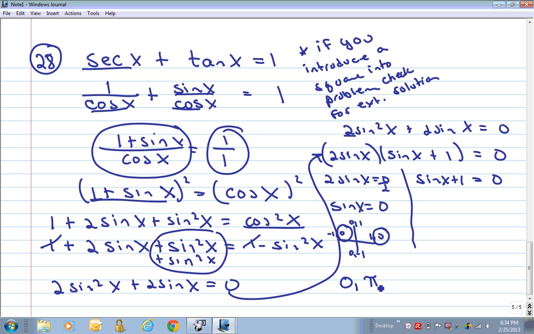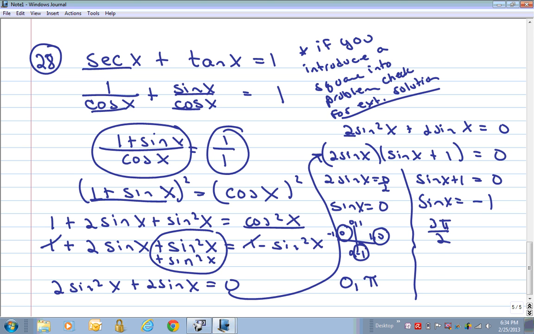I'm saying the word possible because we need to check to make sure neither one are extraneous. So we have to be careful about that in a minute. We'll check those out. The next one, I'm going to move the 1 over, and I get sine x equals negative 1. Well, sine is negative 1 right down here, and that would be at 3 pi over 2, which again we're going to have to check out for extraneous solutions.